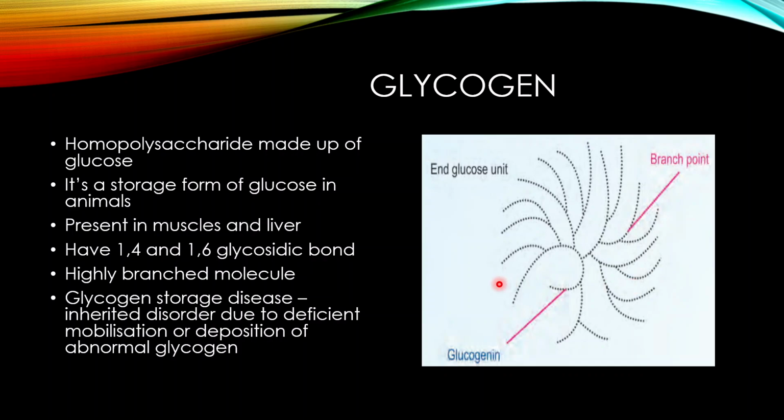Okay. See, a defect in glycogen is associated with glycogen storage disease. Okay, it's basically an inherited disorder in which glycogen is either not utilized or the glycogen which is deposited is an abnormal glycogen.